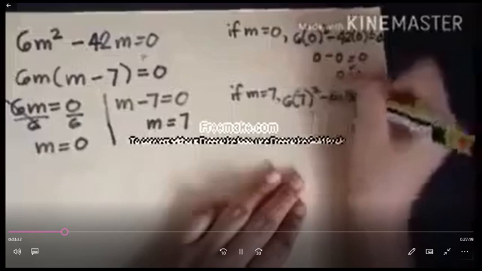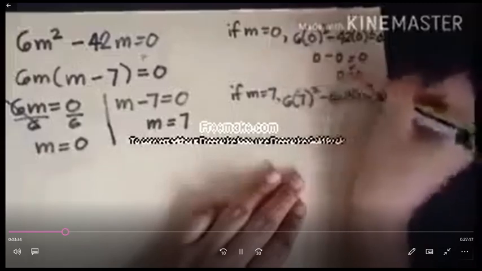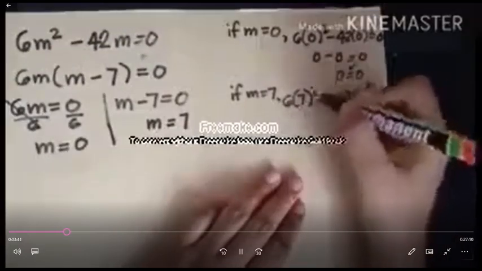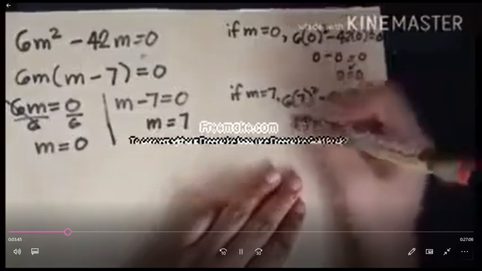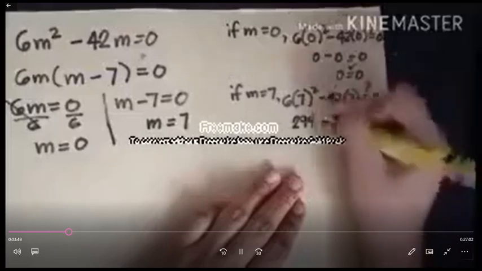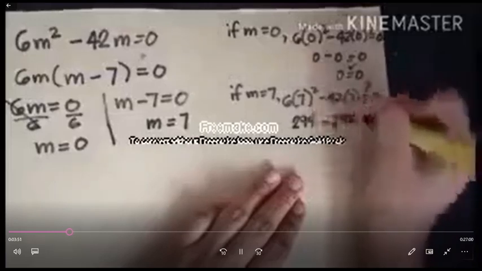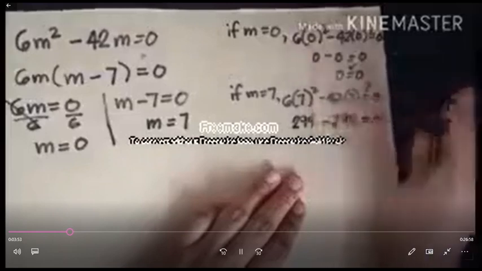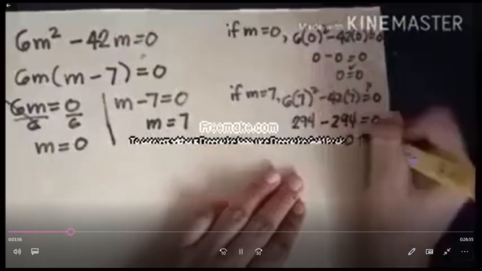Next, if m is equal to 7. So, same process, we replace all m's by 7. Is it equal to 0? So, 6 times 7 squared. 7 squared is 49, times 6. So you have 294. Minus 42 times 7, so you have negative 294. So 294 minus 294, that is 0.